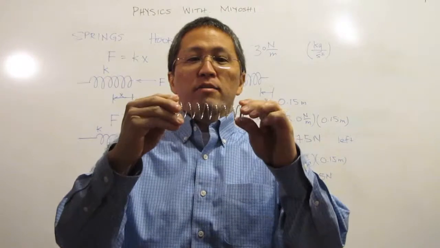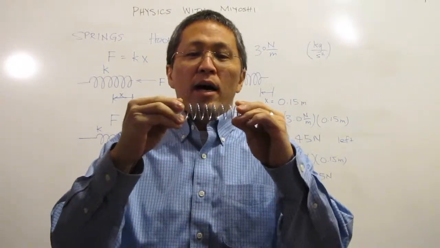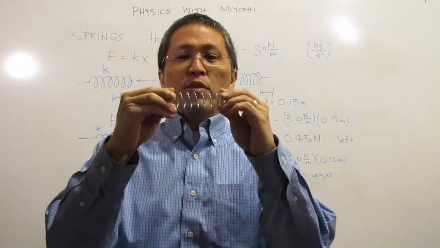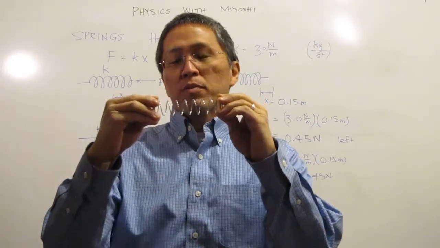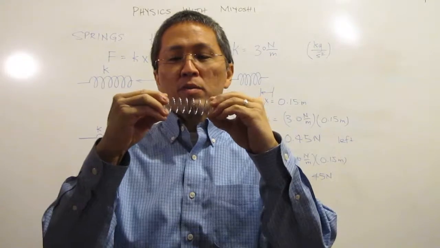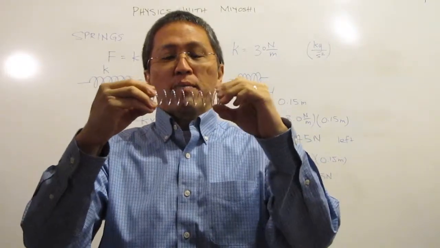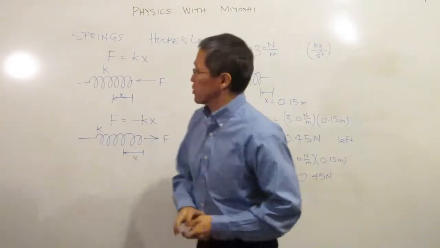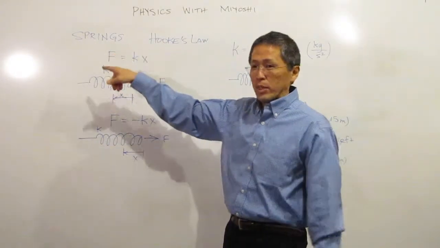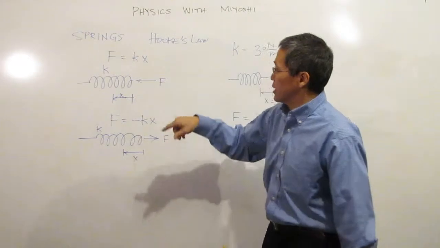Today I'm here with a little spring, and I want to talk about ideal springs and Hooke's law. If you notice, I push in on the spring, and if you had one with you, you would notice that the spring pushes back. When I pull out, the spring tries to pull back in to get back to its equilibrium position.